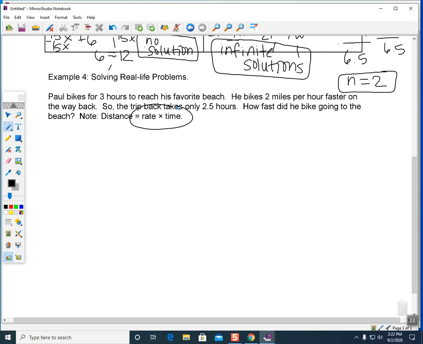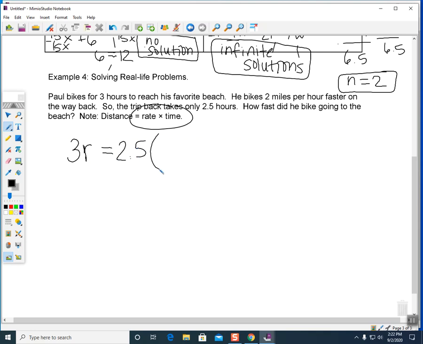So it took me 3 hours to get to the beach. So I'm going to start with the 3. Do I know how fast I went on the way to the beach? No, that's what I'm trying to figure out, right? So 3r, that's my rate, 3 times r. I don't know what my r is, but I know that that times this will give me my distance. That is going to equal, took me 2.5 hours to get home.